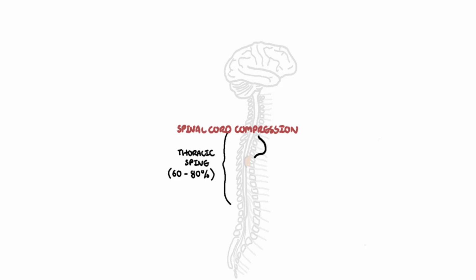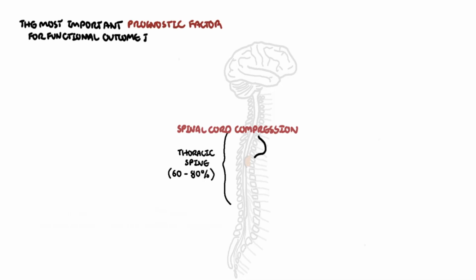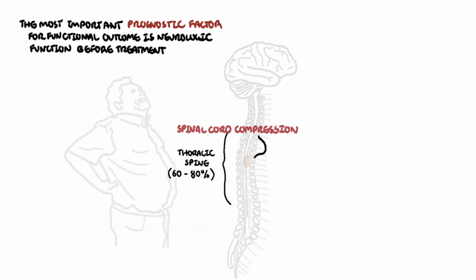If the pressure on the spinal cord is not relieved quickly, it may result in irreversible loss of neurologic function. The most important prognostic factor for functional outcome is neurologic function before treatment. Hence, any delay could result in poor functional outcome and decreased quality of life, with increased dependence on healthcare resources.